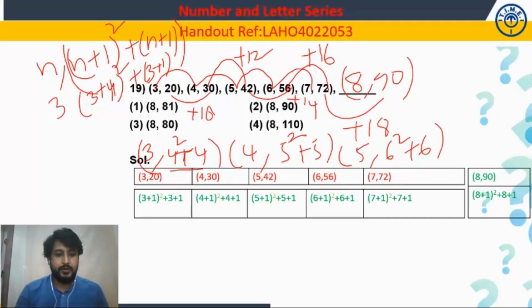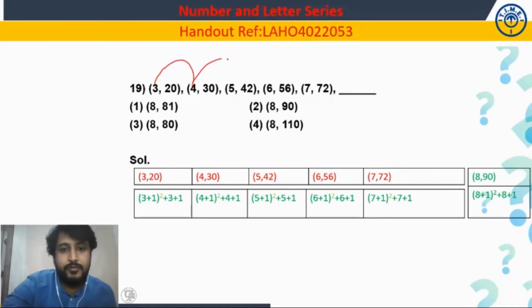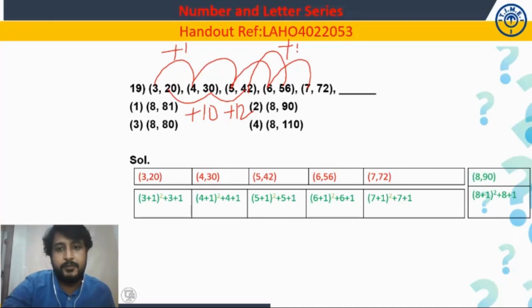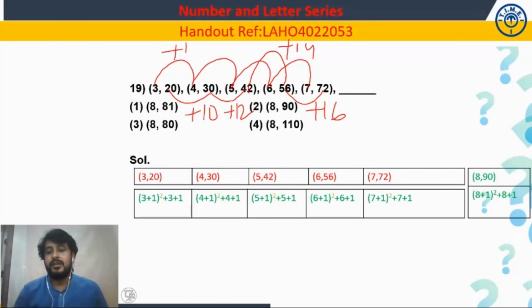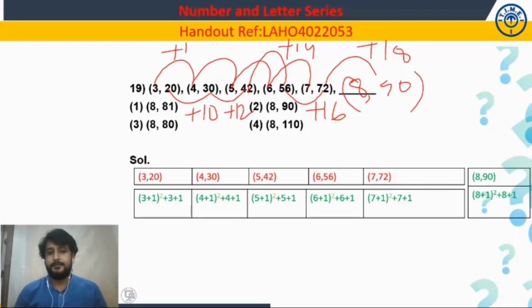Okay. Note down the logic. I'll give both the logics. 3, 4, 5, 6, 7 increased by 1. 20 to 30 plus 10, 30 to 42 plus 12, 42 to 56 plus 14, 56 to 72 plus 16. 10, 12, 14, 16 are consecutive even numbers. So next 72 plus 18, which is 90, and 3, 4, 5, 6, 7, next will be 8. So answer is 8, 90. You may note down both the logics. In both the logics, our answer remains same.